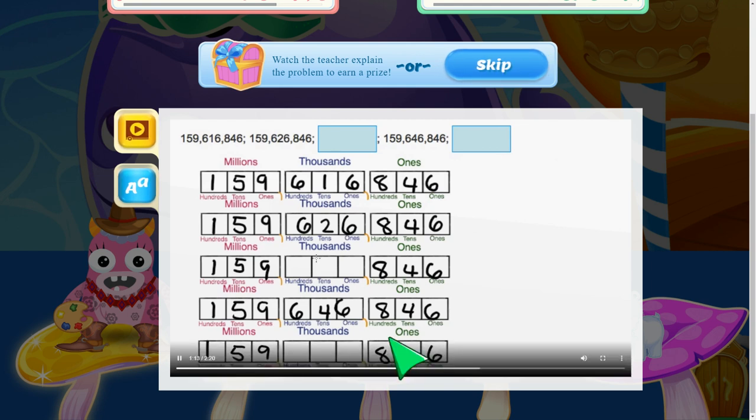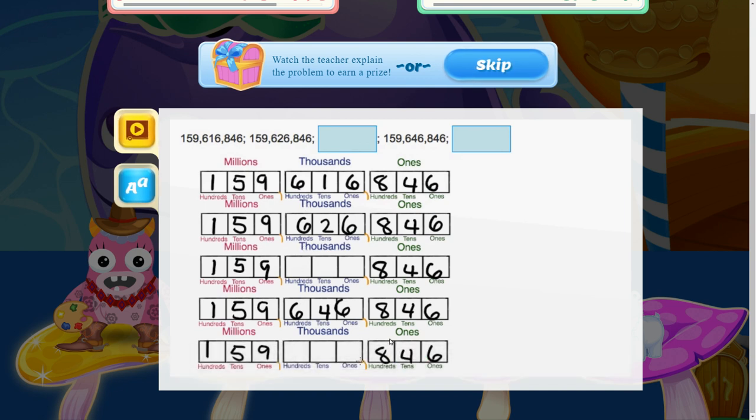So now let's look at the thousands period. We can see that the numbers in the hundreds place and the ones place are the same for every number. So that means we can fill in a 6 for the hundreds and ones place of the thousands period for our missing numbers. Now let's look at the 10,000s place.